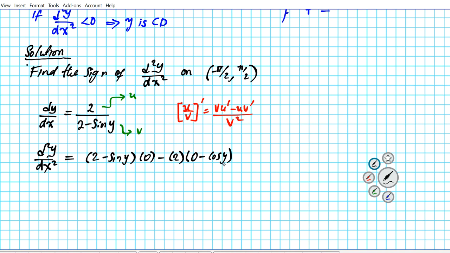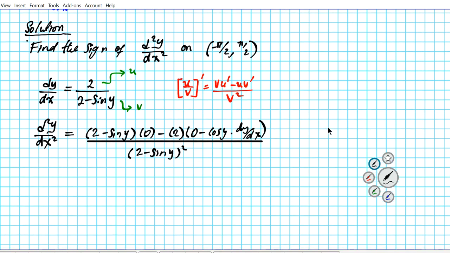Now, let's write it this way so it's not confusing. We're still differentiating this second term right here. So the derivative of sine y is cosine y. Okay, since y depends on x, we have to add on dy dx. Very important. There you go. Okay, and then in the quotient rule, in the denominator, what we have is v squared, so over v squared, which is 2 minus sine y, squared.